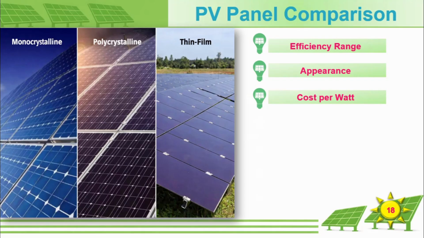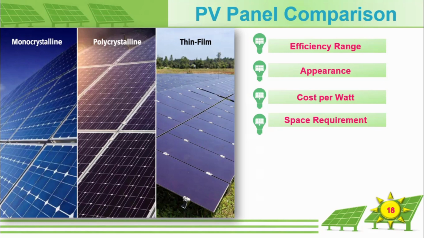The cost per watt is usually higher for monocrystalline panels. Polycrystalline panels are moderately priced, and thin film panels have the lowest cost and the lowest price. As for the space required per watt, monocrystalline panels require less space for a given wattage.